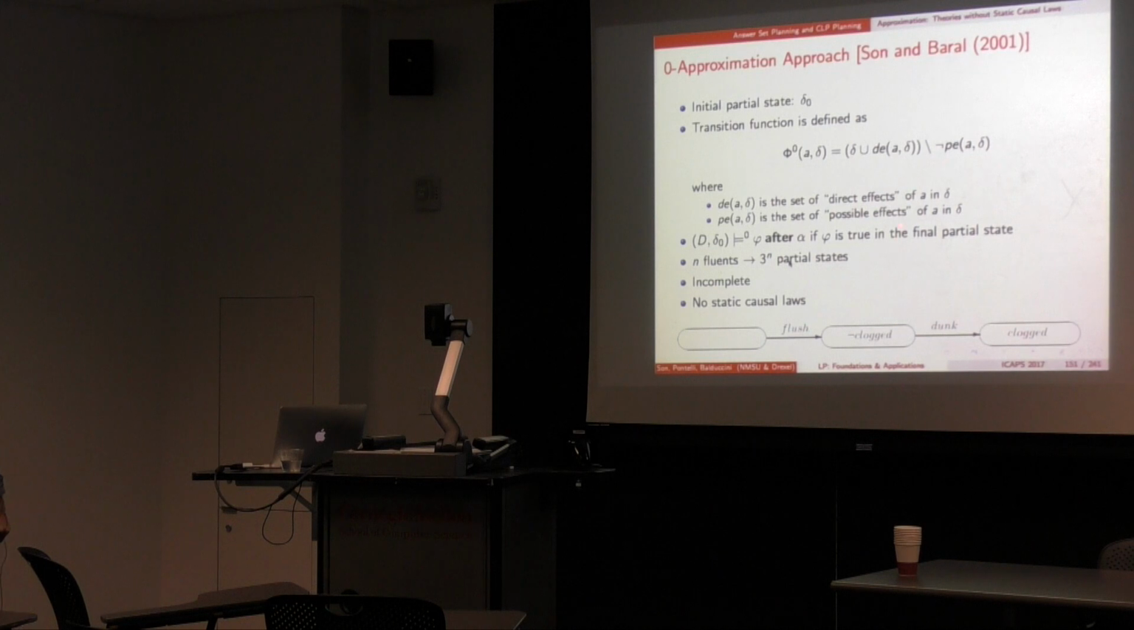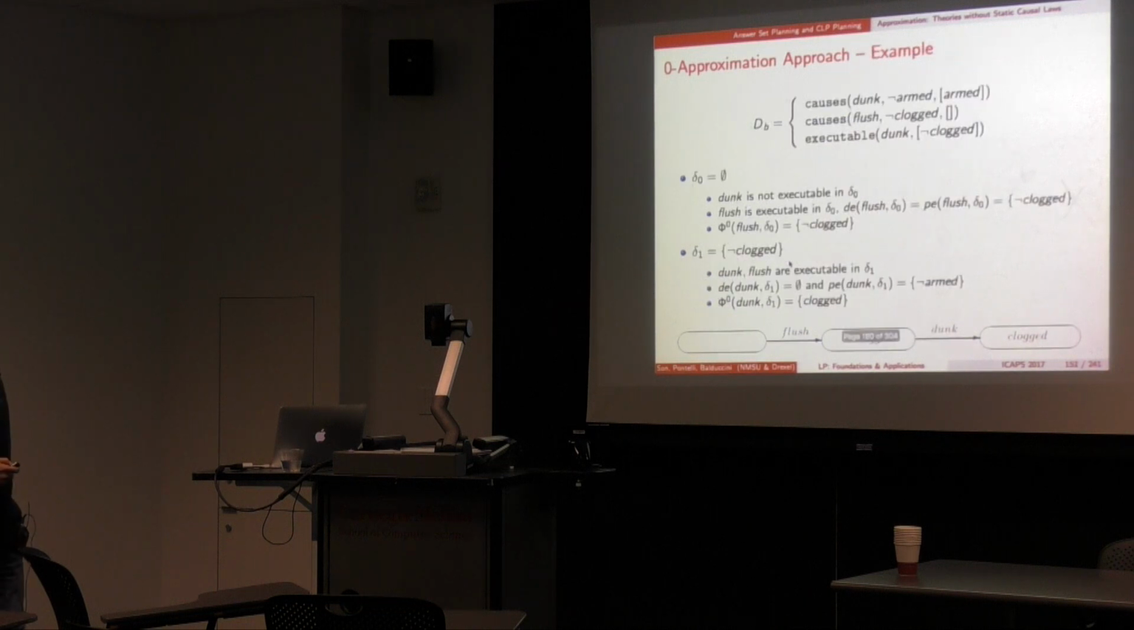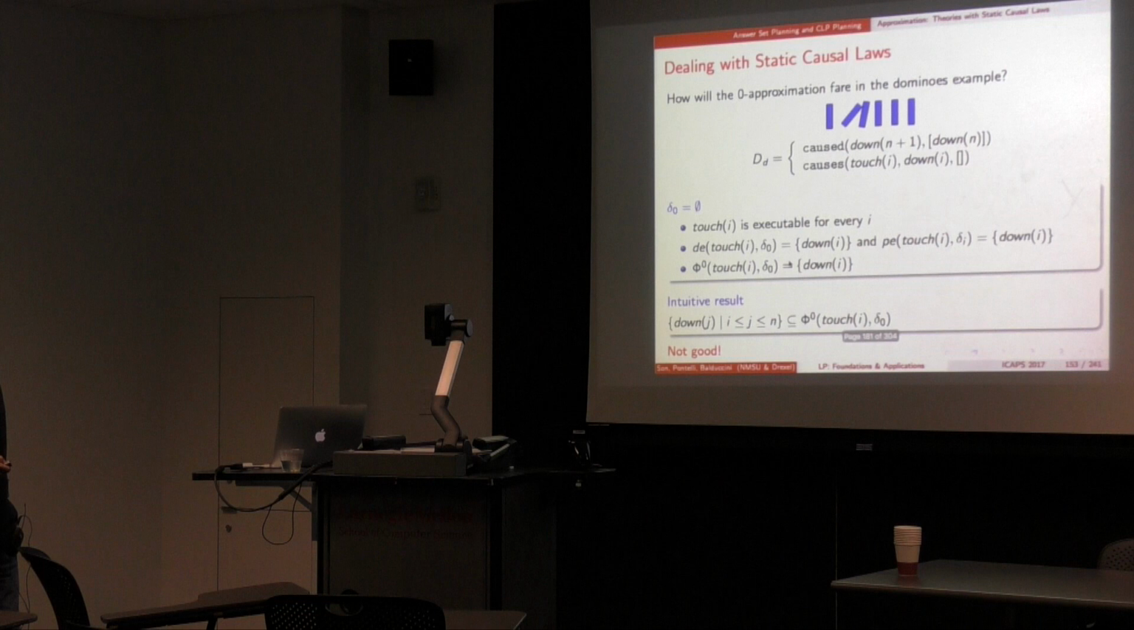And as a result, executing this sequence, we can only conclude that it is clogged. So here is an example where the approximation reasoning doesn't allow us to find the conformant plan that the domain admits. So it is incomplete. Here is a computation of that, so I will skip that.